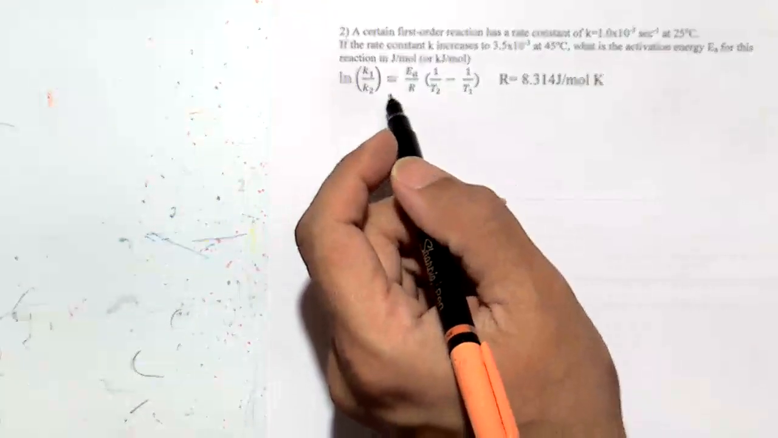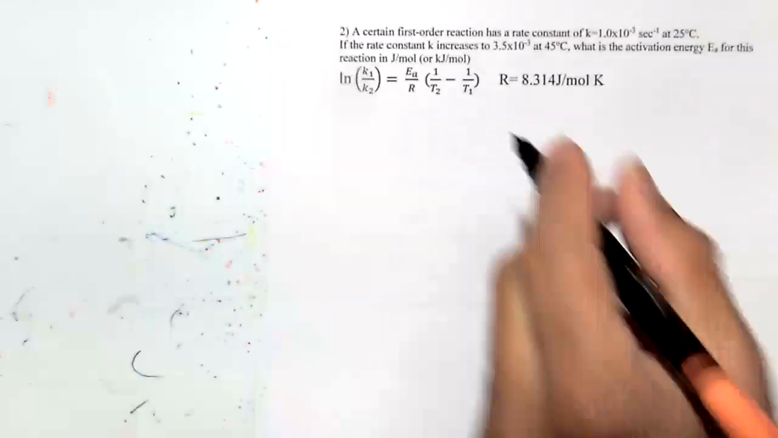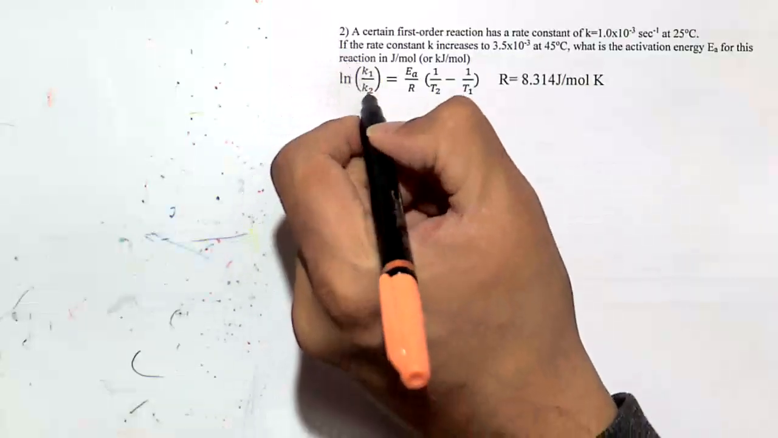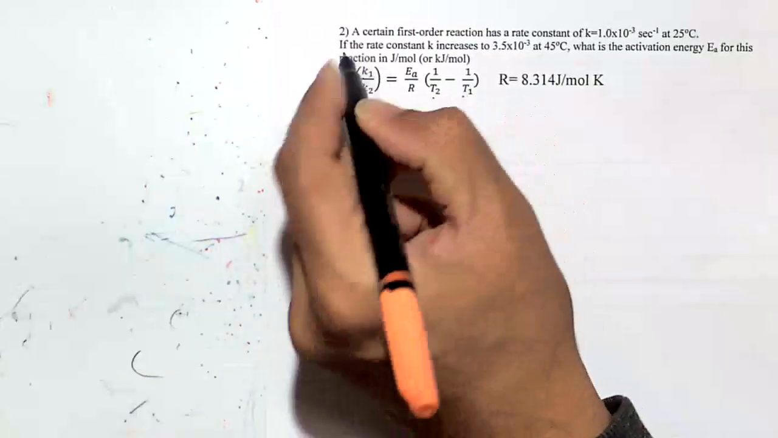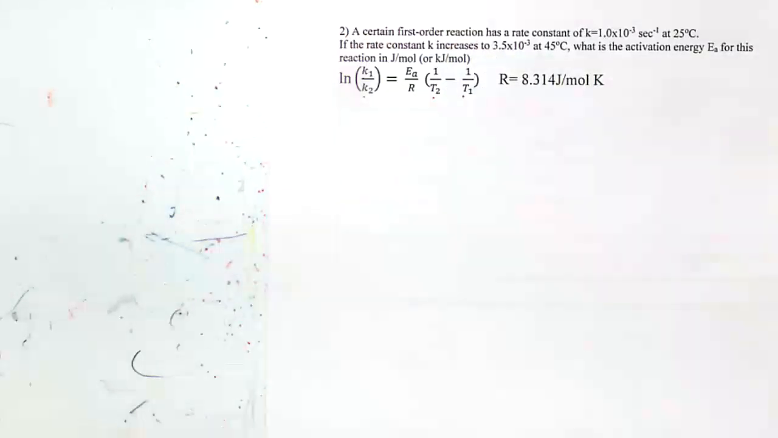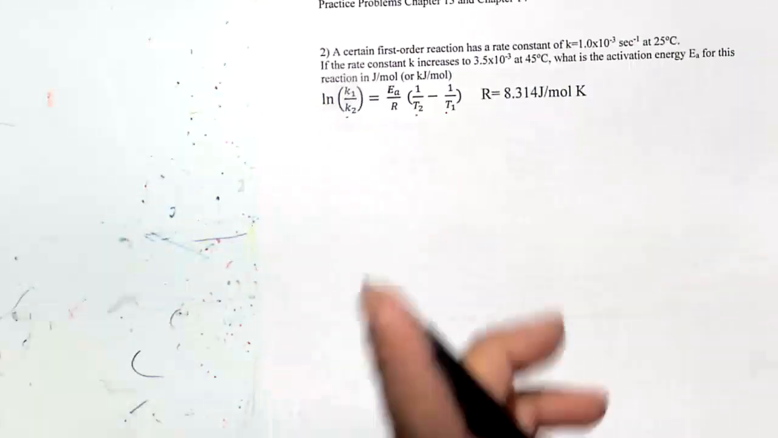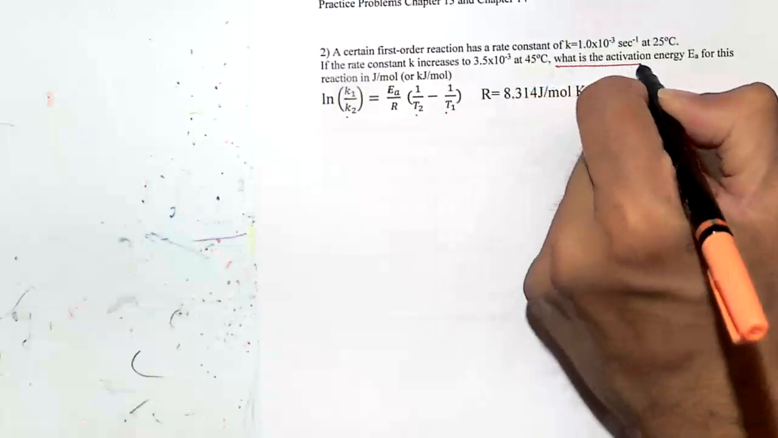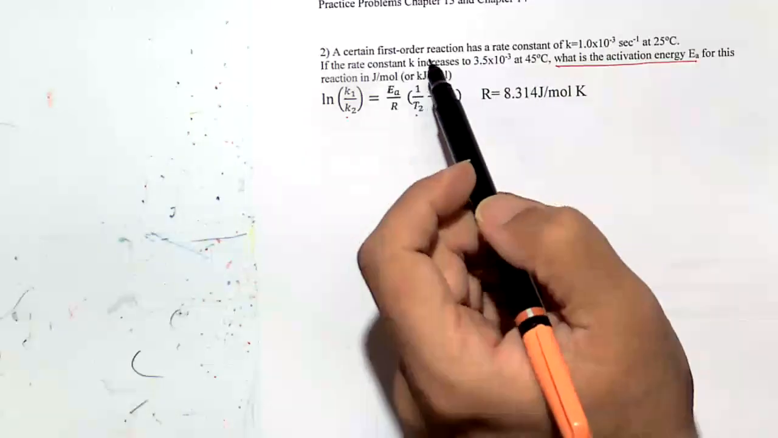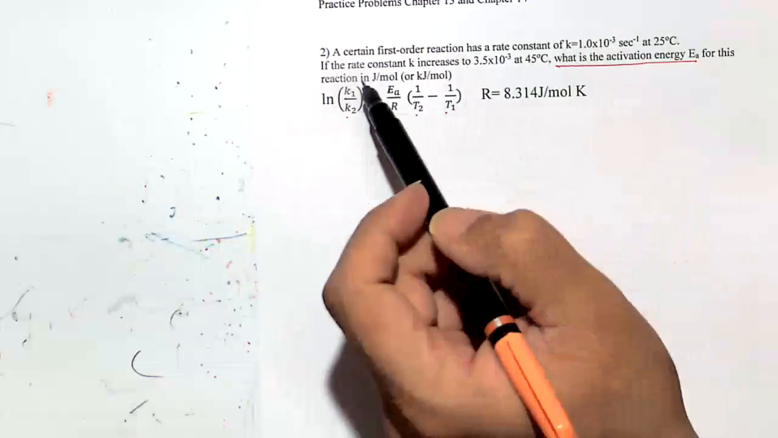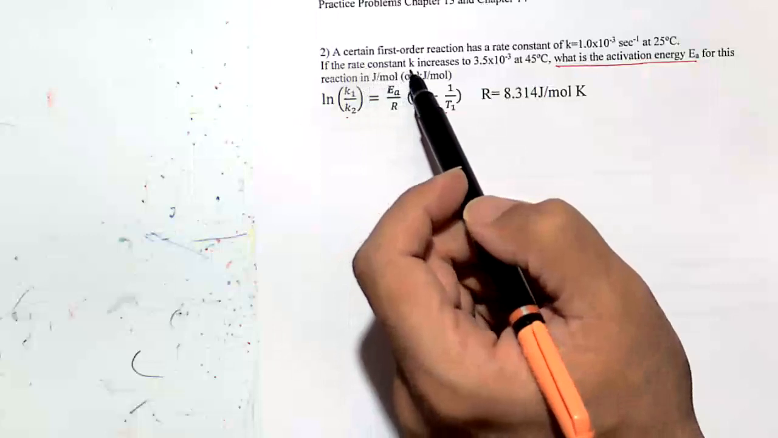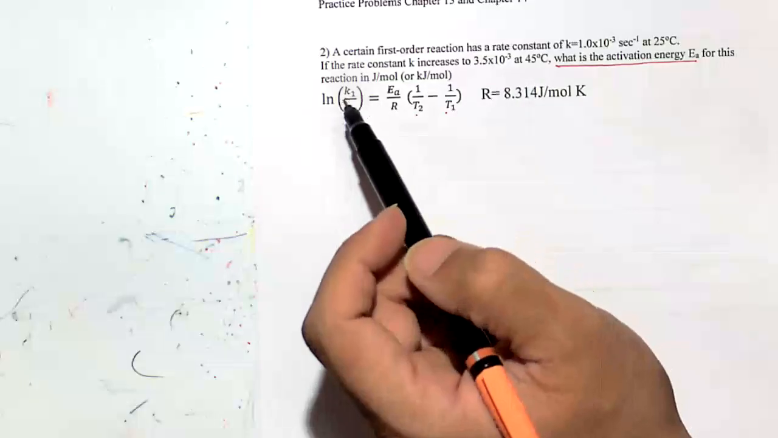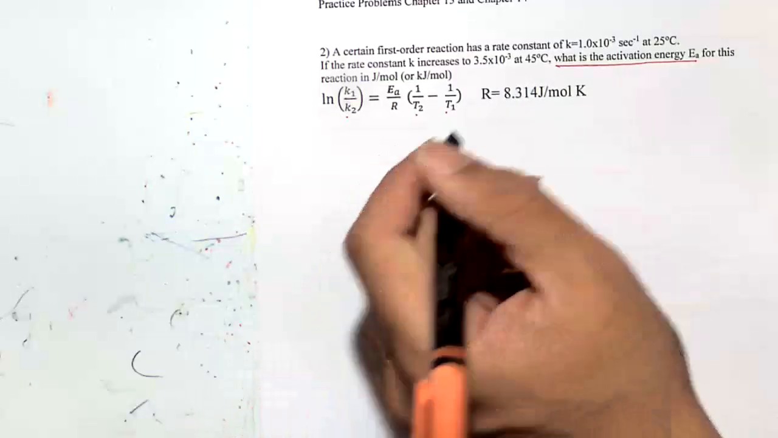All right, so this is a plug-and-play problem that will be on the exam. We plug in the rate constant K1 at its temperature T1, and then plug in the rate constant K2 at temperature T2. We'll solve for one of those. Ea will be given to us in this problem. Oh no, it's asking us to calculate Ea. A certain first-order reaction has a rate constant of this at 25 degrees C. If the rate constant K increases to that at 45 degrees C, what is the activation energy for this reaction? So here we have to calculate Ea.